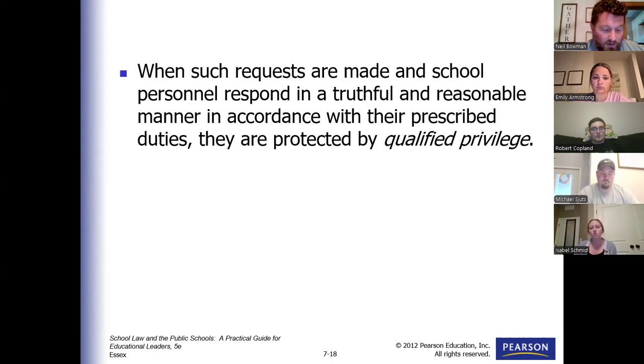Even if the information shared is sensitive, the privilege recognizes that open and honest communication among professionals is essential for a student's education and well-being.